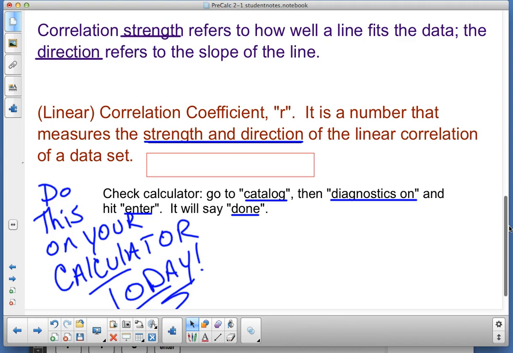Linear correlation coefficient. I had you set this up on your calculator a couple days ago. I had you turn diagnostics on. Did everybody get that done in their calculator? You go to catalog, and catalog is in that bottom row. Hit 0, and then go down to diagnostics on to check that out. Then hit enter, and your calculator will say done. Okay, and you'll know the diagnostics will be on. This is going to help us with finding some correlation data of whatever we get back when we do a linear regression or a quartic regression or a cubic regression or anything like that. And we're going to see that next.